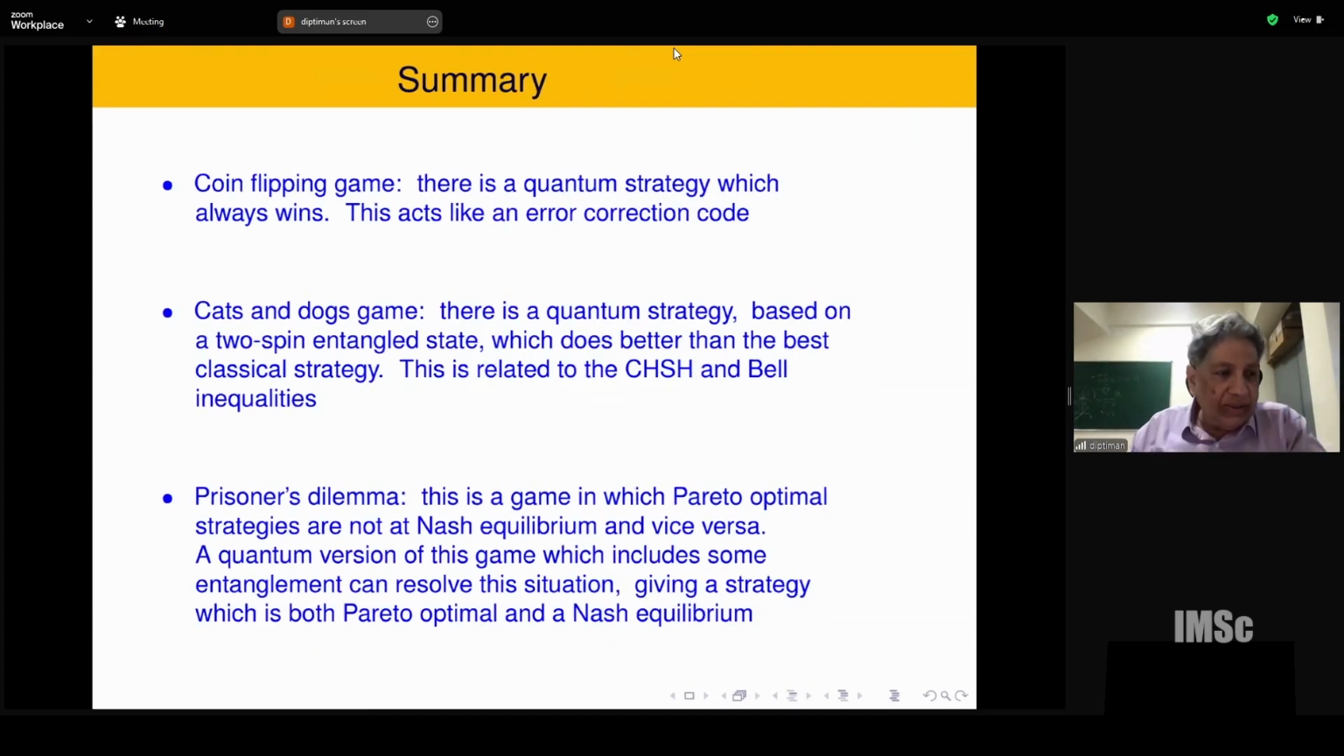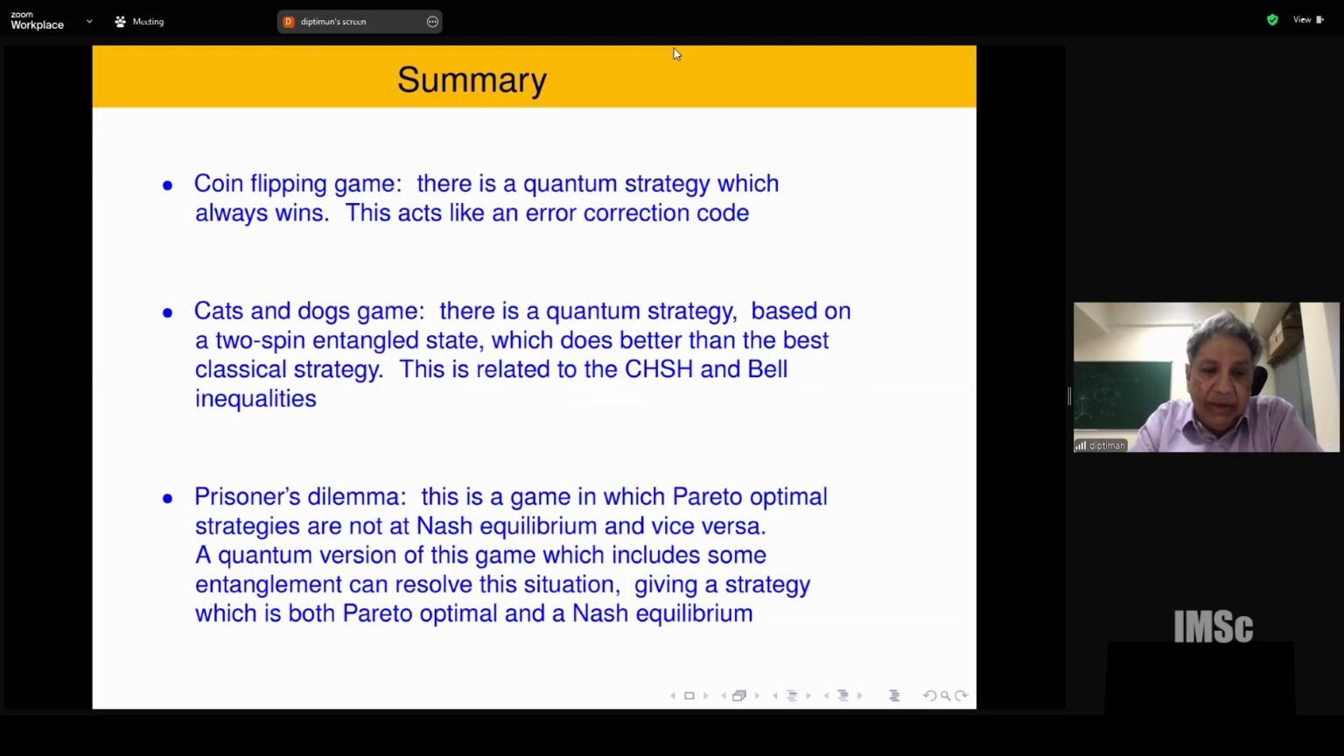Okay, so let me summarize. I discussed 3 games. The coin flipping game, where we saw that there's a quantum strategy which always wins. And so this acts like an error correction code. You win regardless of what happened in between because of the classical move in the middle. Then there's a cats and dogs game where there's a quantum strategy based on a 2-spin entangled state, which does better than the best classical strategy. And this is related to the CHSH and Bell inequalities.